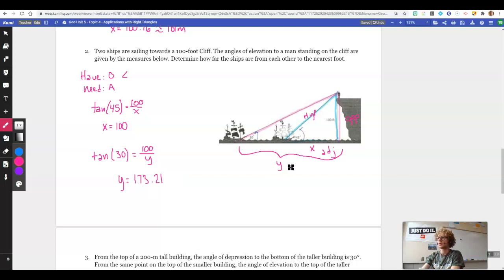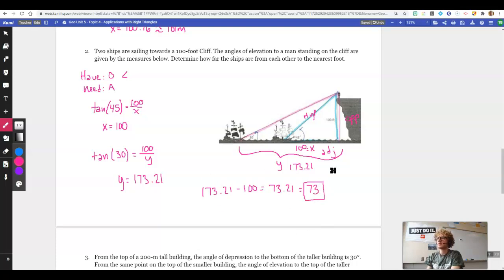So we know this whole distance here is 173.21. This distance right here is 100. So how long is this distance? It is 73 because 173.21 minus 100 equals 73.21. They want it to the nearest foot, so that's just 73. There you have it.